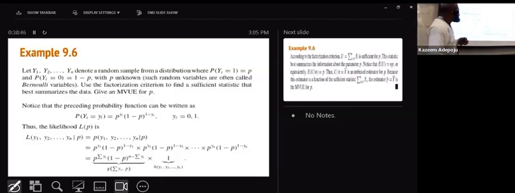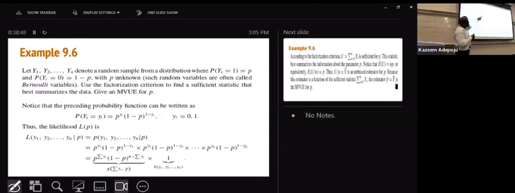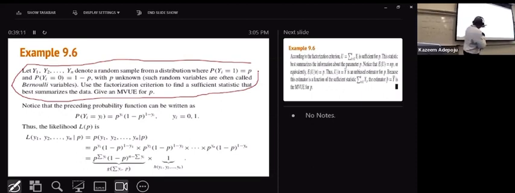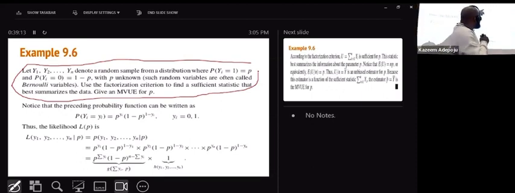Now take a look at this. Let Y1, Y2, up to Yn come from a Bernoulli random variable. There's a lot in this question. They've given you the distribution, and they ask you to use the factorization theorem to find the sufficient statistic that summarizes the data. Then give the MVUE for P, the minimum variance unbiased estimator.